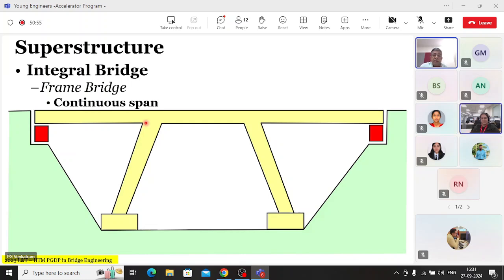What else is? Bearings. Bearings are also minimized. In this example, there is a bearing, but there are examples in which this is also integral with an abutment. There are examples of that also. So the question is, why do we do it? Now, what's the advantage of it?